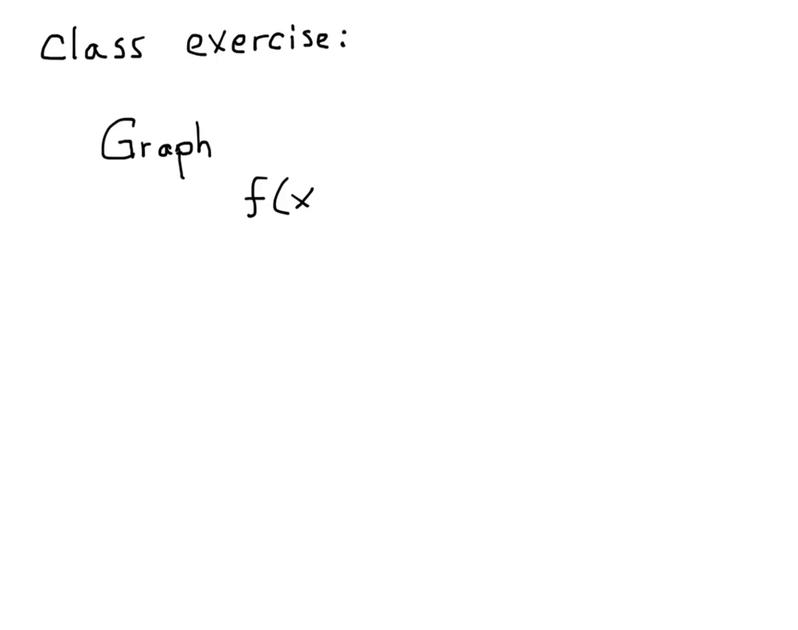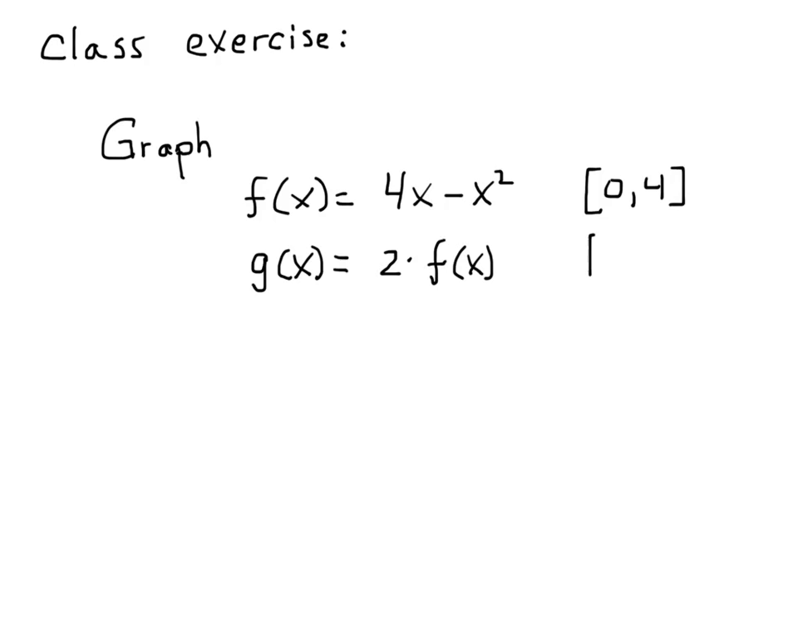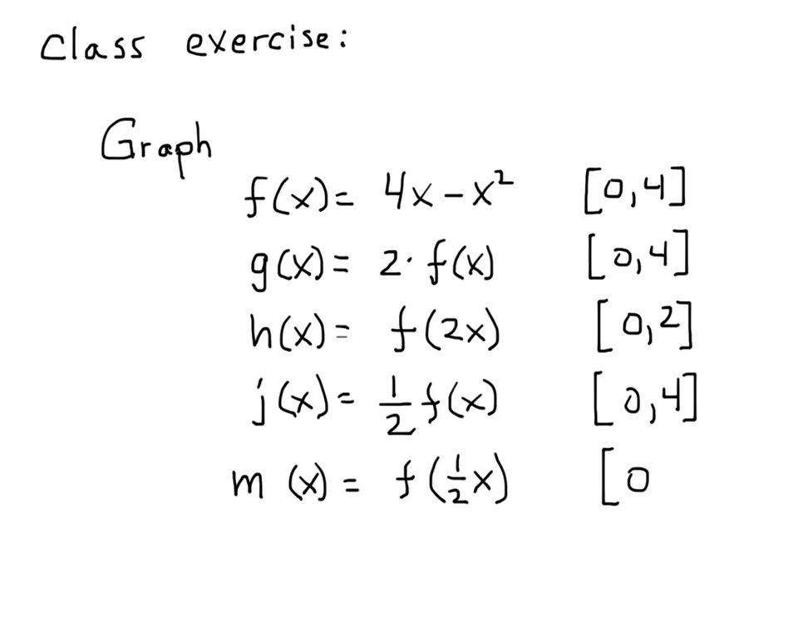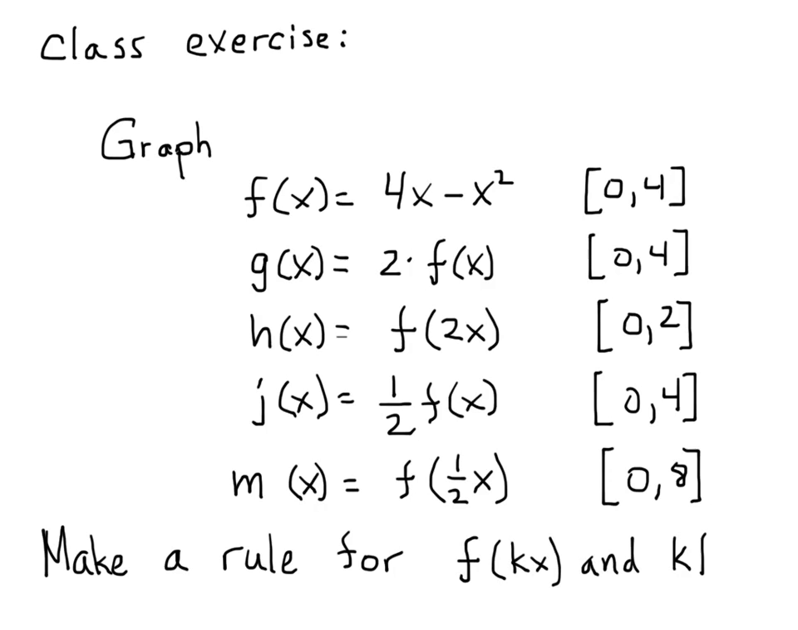Okay, I'm not going to go over this class exercise. I'm going to assign this as part of your homework. And I'd like you to look at these functions and see how they compare to this function here. So in this one, I'm multiplying the function by 2. In this one, I'm multiplying the variable by 2. This one, I'm multiplying the function by 1/2. And this one, I'm multiplying the variable by 1/2. And I'd like you to make the generalization rule now. What happens when you multiply a constant times the variable or a constant times the function?